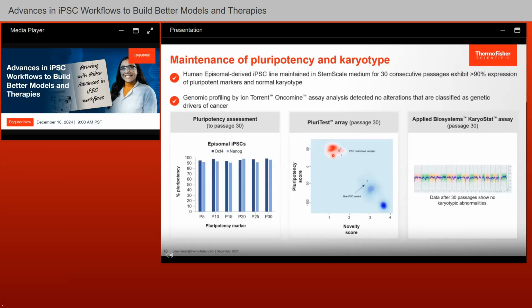Now, additionally, no karyotypic abnormalities were observed, again, even after 30 consecutive passages in the StemScale medium, whether we were judging it by our KaryoStat SNP array to look for chromosomal abnormalities, or judged by our Oncomine NGS assays, looking for even specific point mutations in proto-oncogenes known to be commonly mutated in iPSCs. So overall, the take-home message here is that we can really successfully generate a large number of PSCs with the StemScale suspension medium for downstream applications as well.